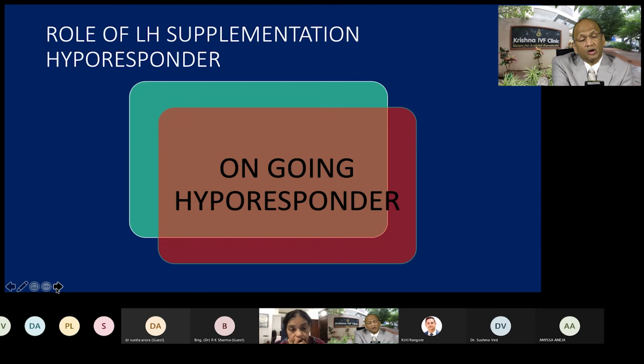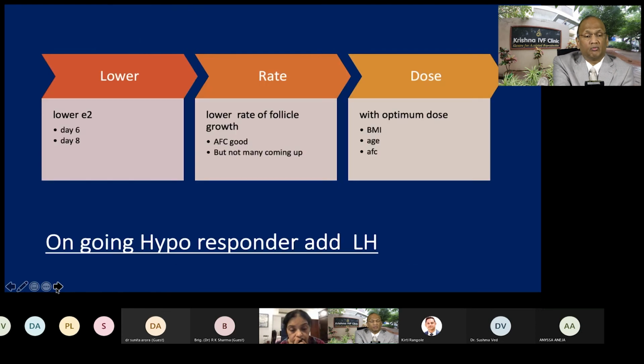When we talk about ongoing hyporesponder, what does it mean? It says after giving adequate amount of dosage based on your BMI, age, antral follicle count or AMH, you are able to see a good number of antral follicles, but not many are coming up, and your E2 levels are lower than the desired values on day 6 or day 8, that is when you are going to give LH supplementation.